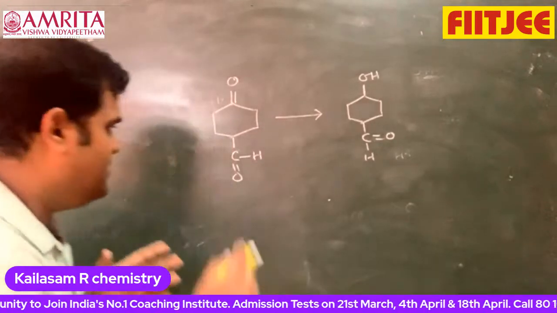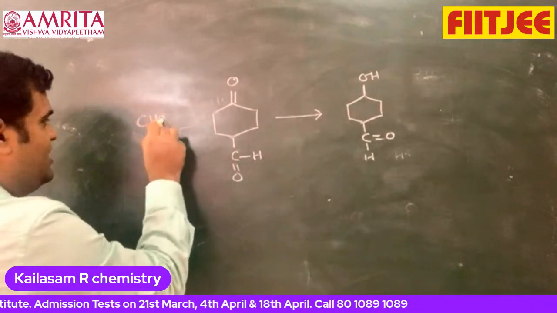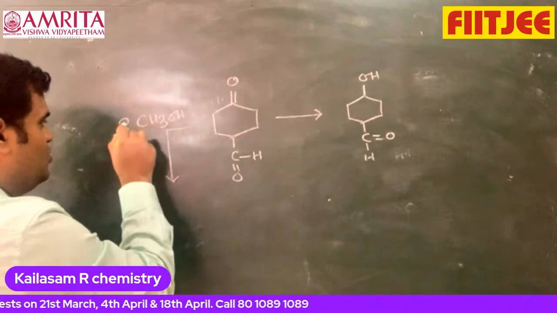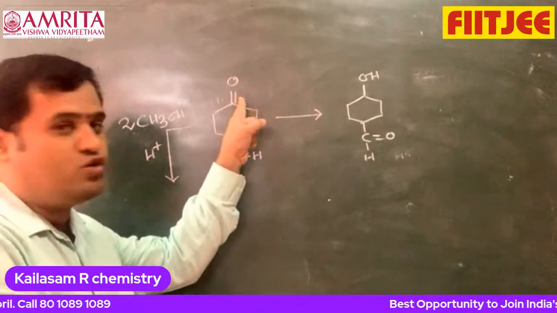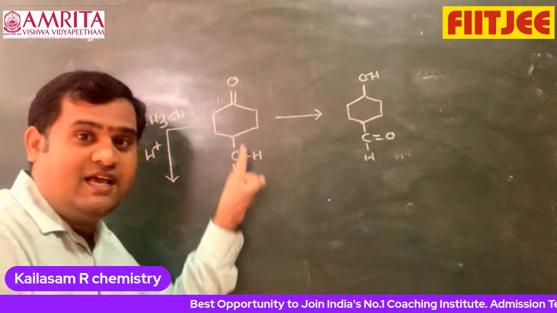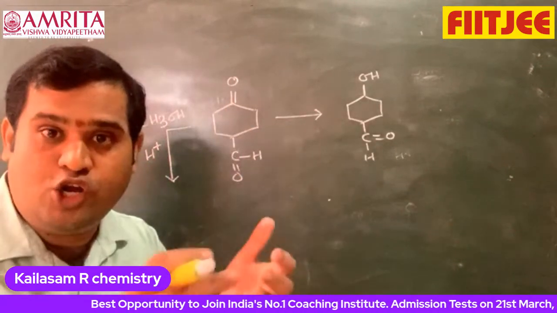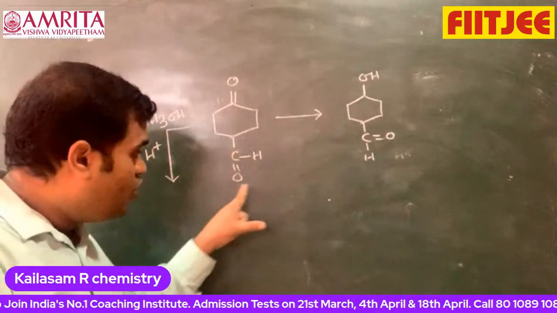Now what I'm going to do, same logic, I'm going to use CH3OH, 2 moles, in acidic medium. Now the question may come: sir, here the ketone can also be protected. Yes, this is an example of nucleophilic addition. This is aldehyde. This is ketone. Tell me which will undergo nucleophilic addition faster. Can we say aldehyde? Therefore, I'm using 2 moles. This is only going to be protected first.